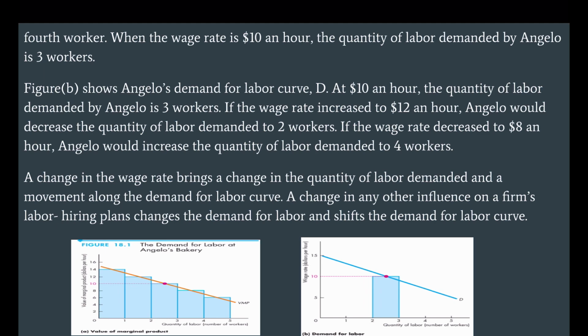Figure B shows Angelio's demand for labor curve D. At $10 an hour, the quantity of labor demanded by Angelio is 3 workers. If the wage rate increased to $12 an hour, Angelio would decrease the quantity of labor demanded to 2 workers. If the wage rate decreased to $8 an hour, Angelio would increase the quantity of labor demanded to 4 workers.